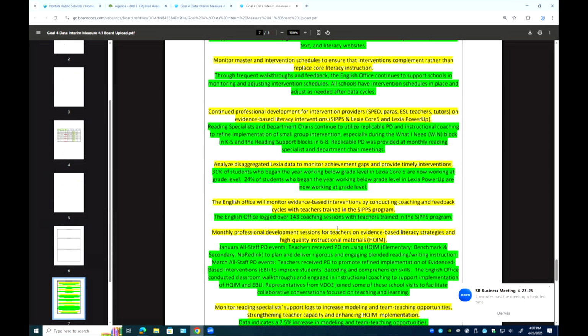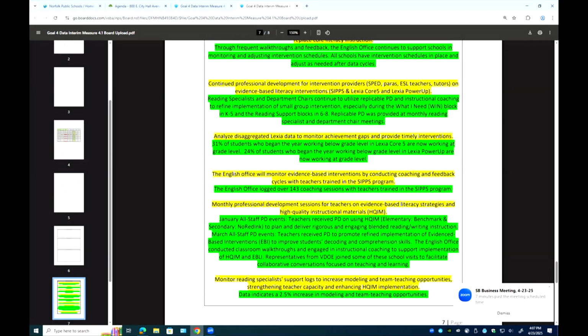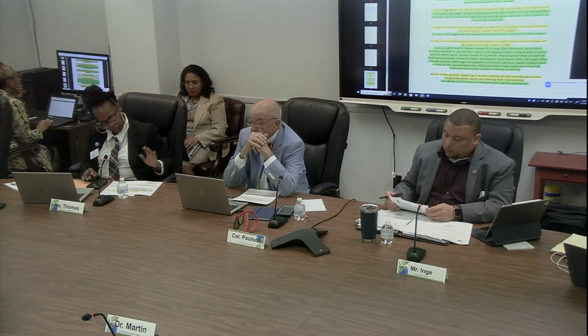And then around Lexia data, we did find that 31% of the students who began the year working below grade level in Lexia Core 5 are now working at grade level, so a nice increase there. 24% of the students who began the year working below in Lexia Power Up are now working at grade level. So just so you know the difference, Core 5 is the elementary and Power Up is the secondary and the middle school. So we are seeing growth with that software usage and we're seeing improvement in reading.